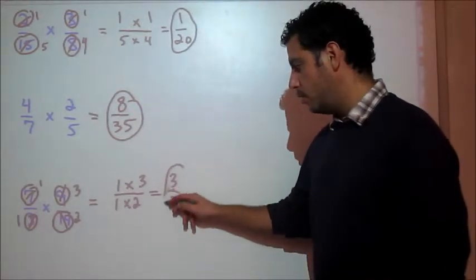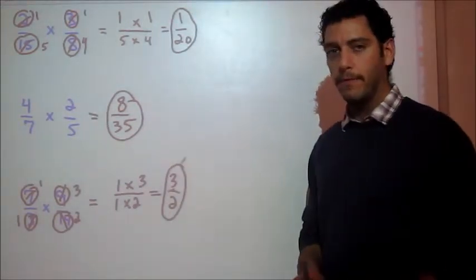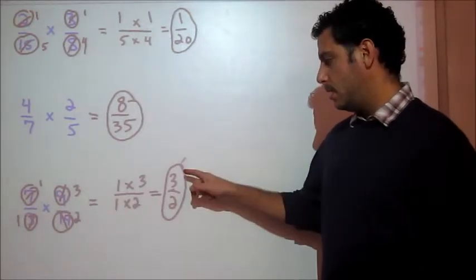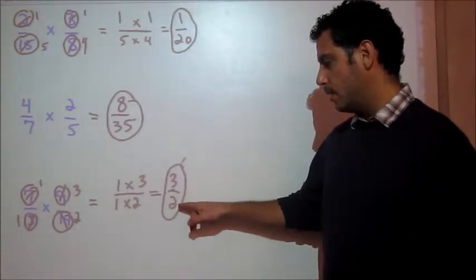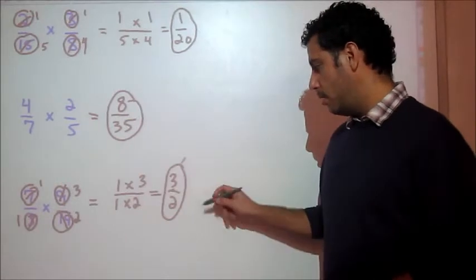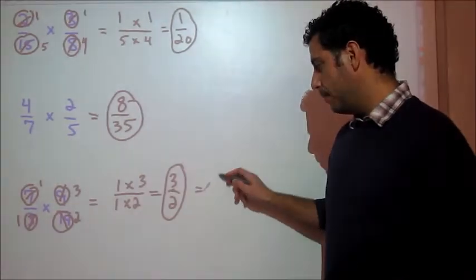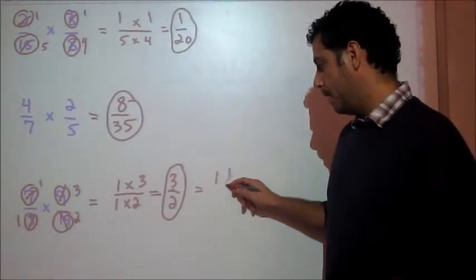Okay, now 3 over 2 is an improper fraction. That is, the numerator is larger than the denominator. So we could also express this as a mixed number, which would be 1.5.